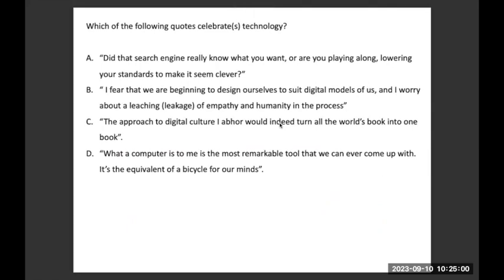So here you are given some statements, A, B, C, D. What you have to find is which of these quotes celebrate technology. There are some quotes which are cynical. In the options, you will have to find which celebrates technology. It does not criticize or is cynical about technology. One or more options are possible in this case. That's what I mean. Please write your answers in the chat box here.